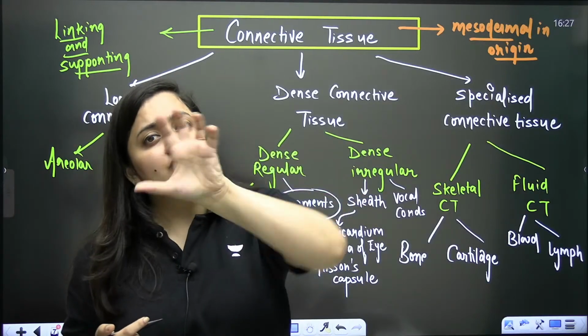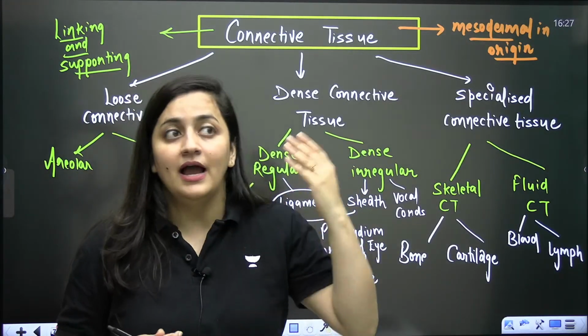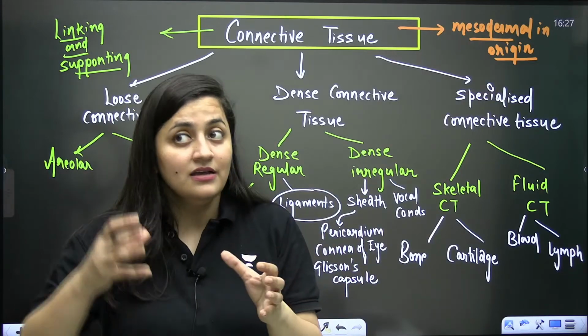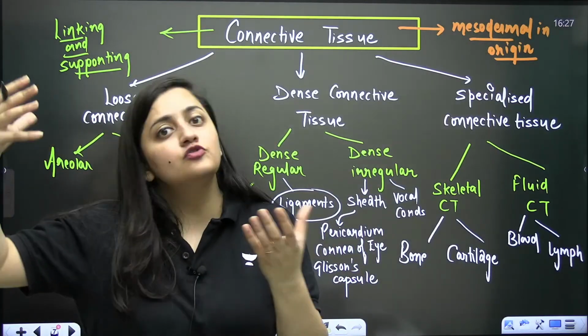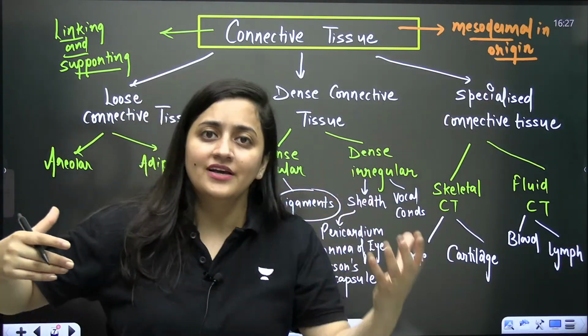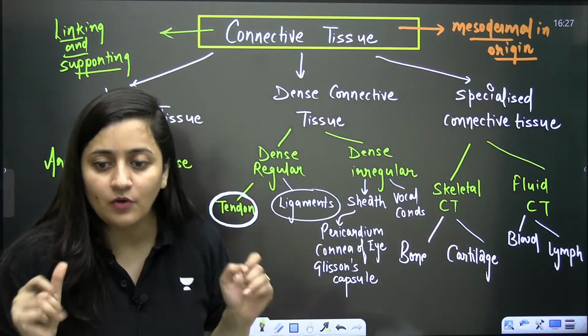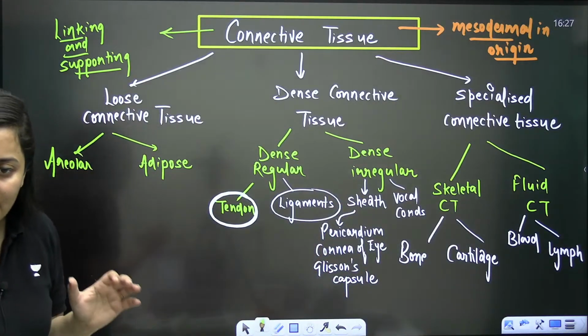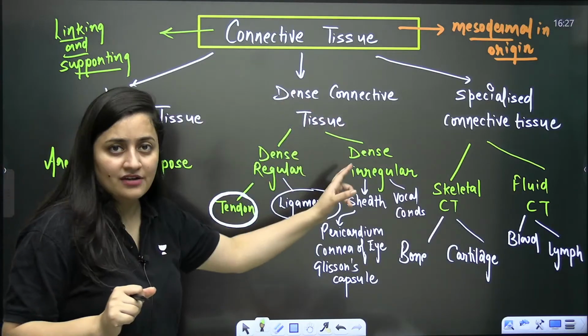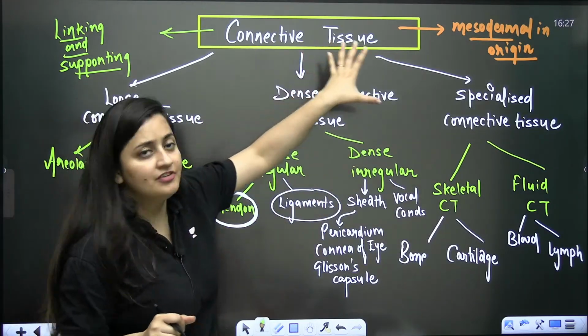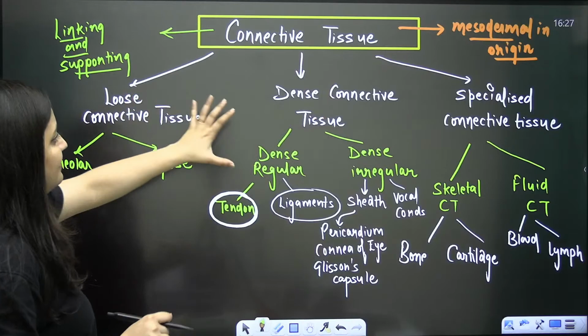When I'm saying connective tissue vascular, I'm talking about the blood and the lymph. When I'm saying connective tissue skeletal, obviously we are talking about the bones and the cartilages. Clear? So mainly in connective tissue, or you can say in connective tissue proper, we divide it like this.